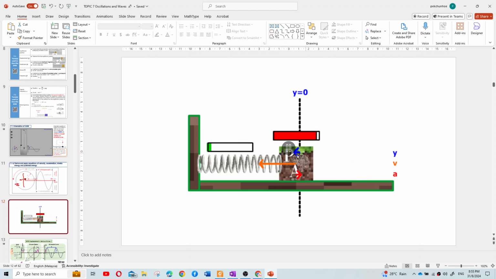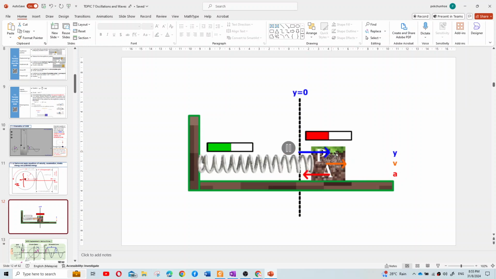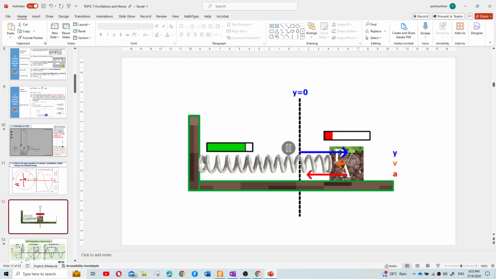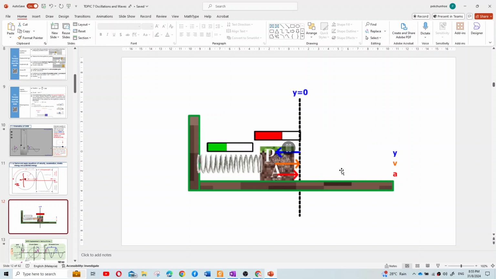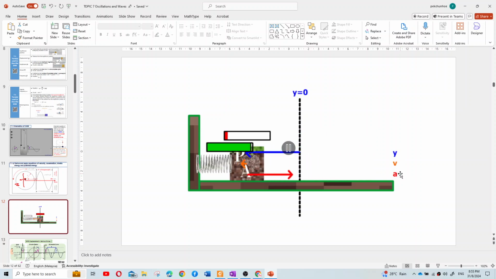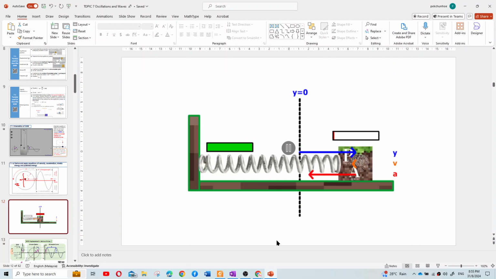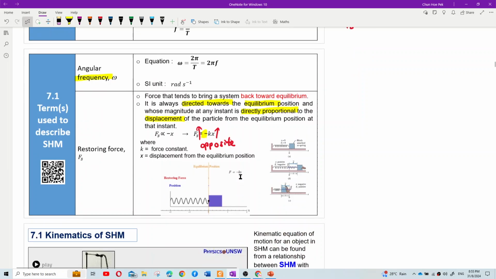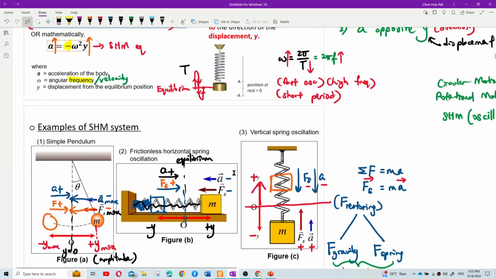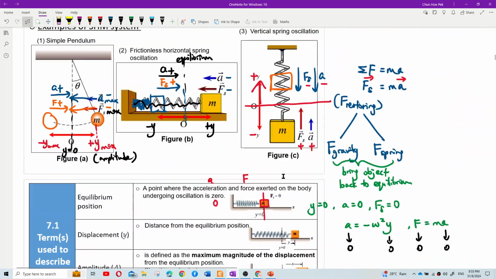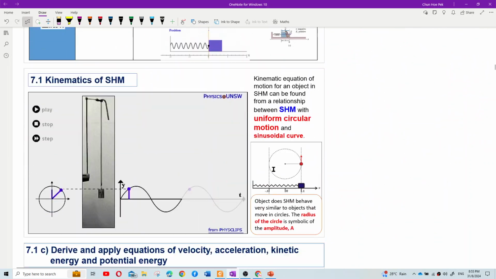Do you know how to calculate displacement at any time, or velocity at any time, or acceleration at any time? Do you have the formula to calculate? I want the value. Can you give me the value of these three quantities? You don't have. So you have to learn. So we have to learn how to calculate these three values: displacement, velocity, acceleration. So that is the purpose of our study today.